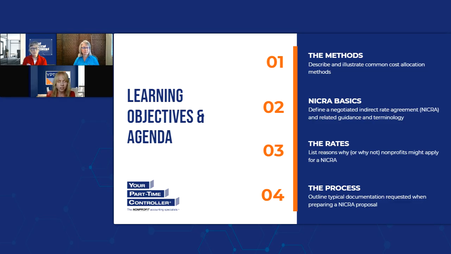So our learning objectives for today are to describe and illustrate common cost allocation methods, define a negotiated indirect rate agreement, which is that NICRA, and related guidance and terminology, list reasons why or why not nonprofits might apply for a NICRA, and finally outline the typical documentation requested when preparing a NICRA proposal.